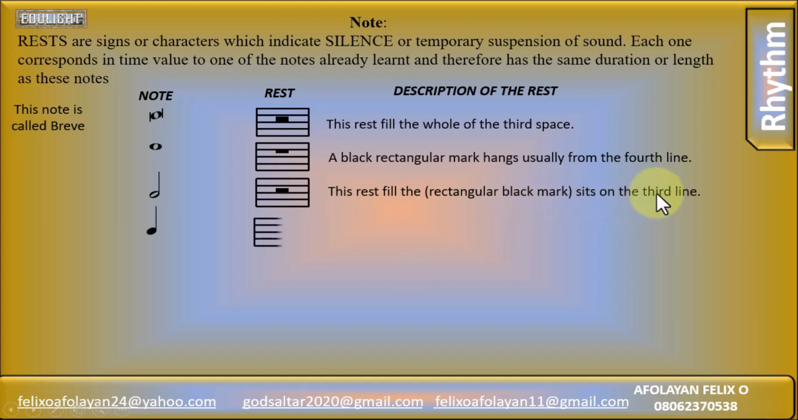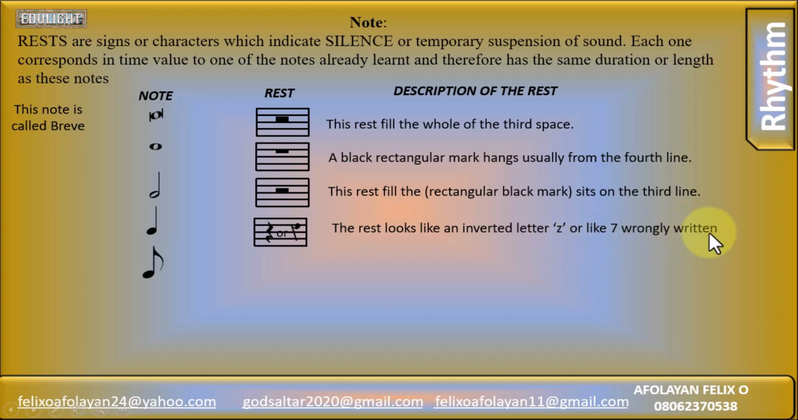Sit on the third line. This is our crochet, and this is the sign for the crochet. The sign for the rest of crochet. The rest looks like an inverted letter Z, or like a 7 wrongly written.